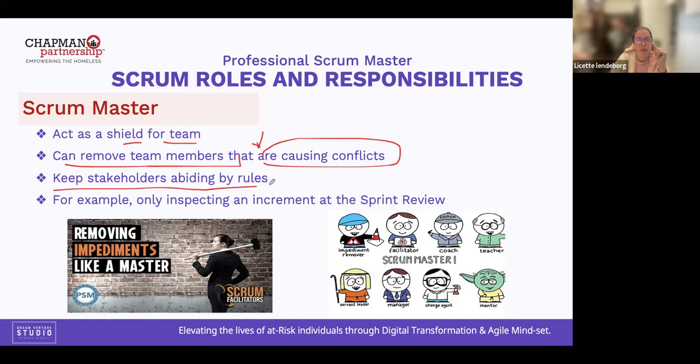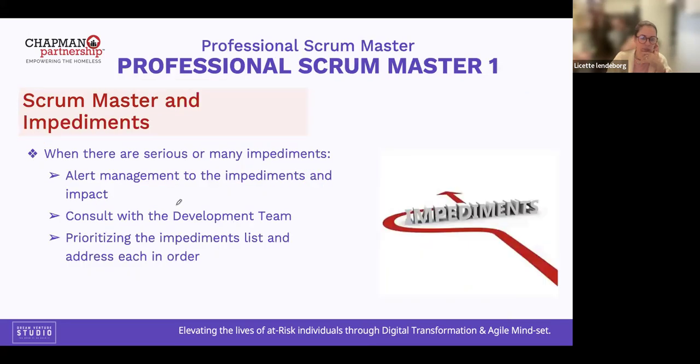Keep the stakeholders abiding by rules, keeping the Scrum process. I love this example: for example, only inspecting one increment at the sprint review. So the Scrum Master has the authority to create a couple of rules about the stakeholders, like only inspecting one increment at a time. This is just an example of something that the Scrum Master can do.